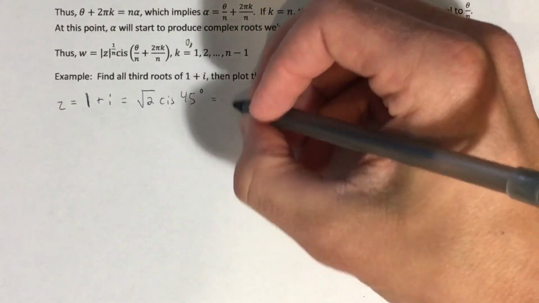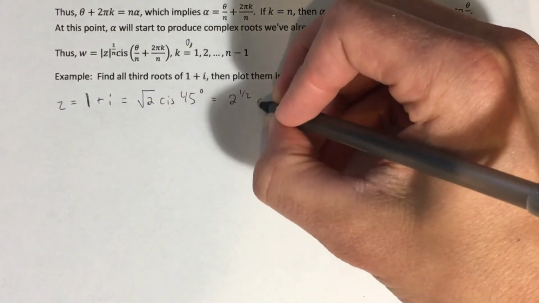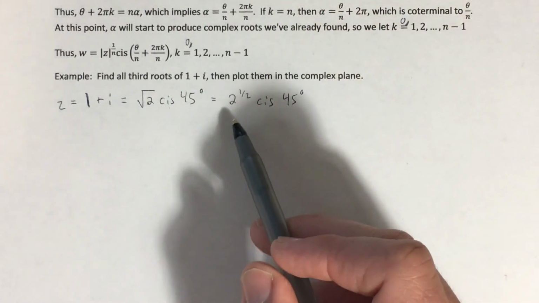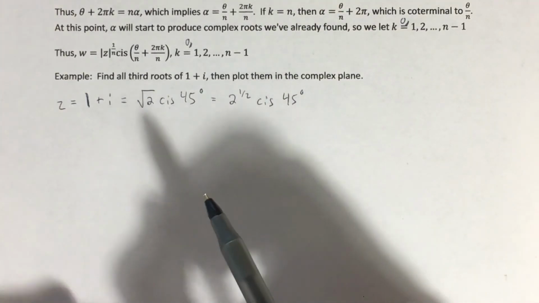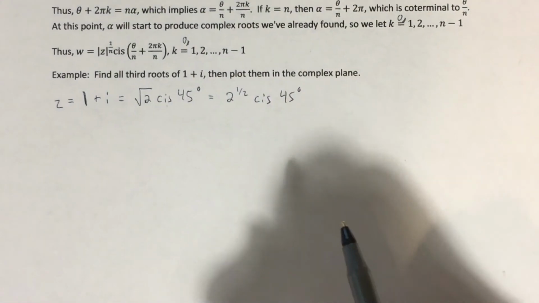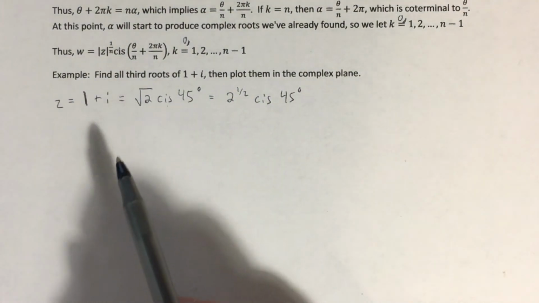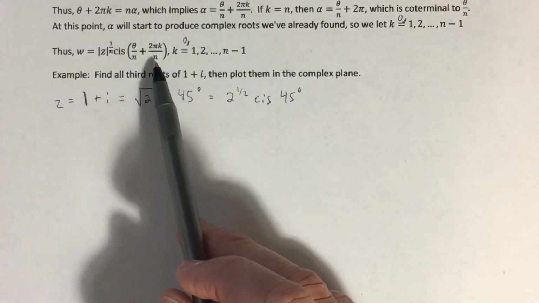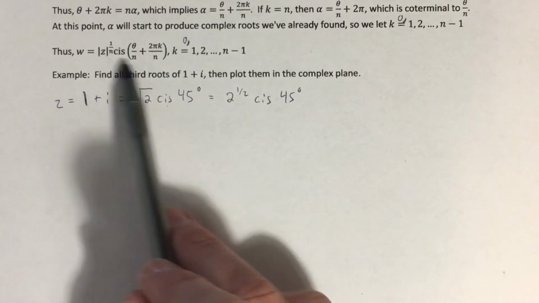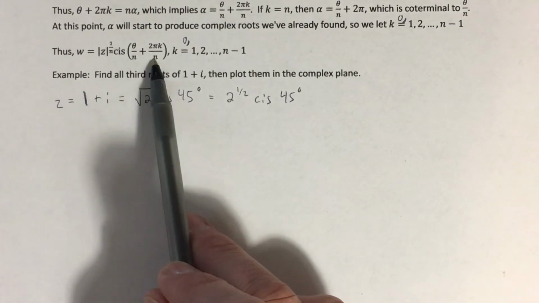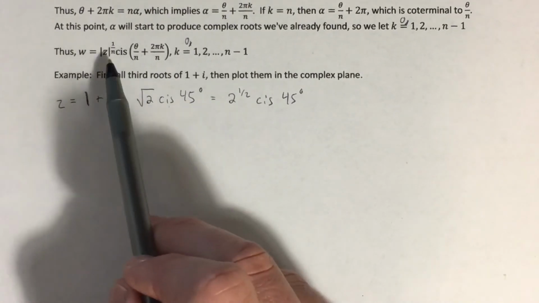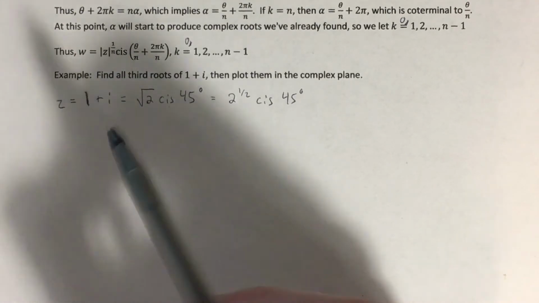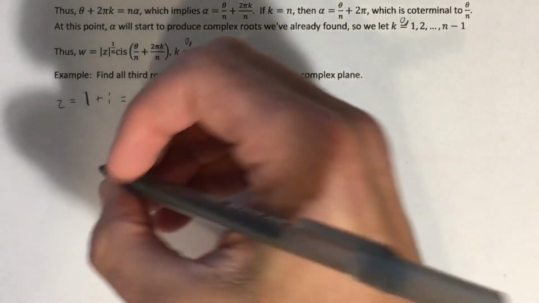Notice alternatively, I could write that as 2 to the 1/2 power cis 45 degrees. As we saw in the previous example, those rational exponents are really nice to have. Okay, so in order to get my full list of roots for this thing, what I need to do is plug in all the values of k into this little expression. In each one of these, I'm raising the absolute value of z to the power of 1 over n, and in this case, n is 3.